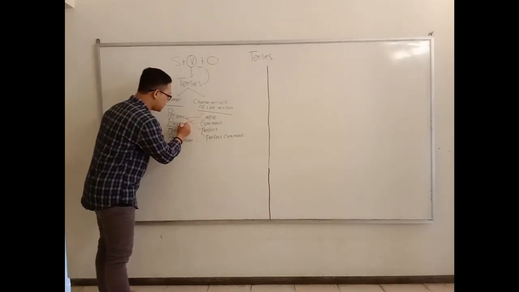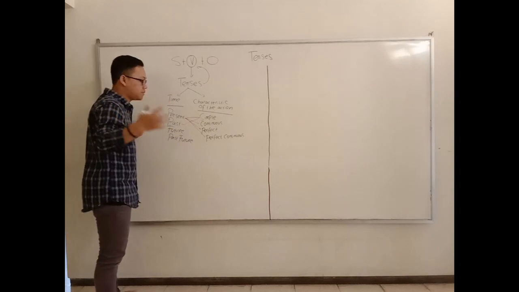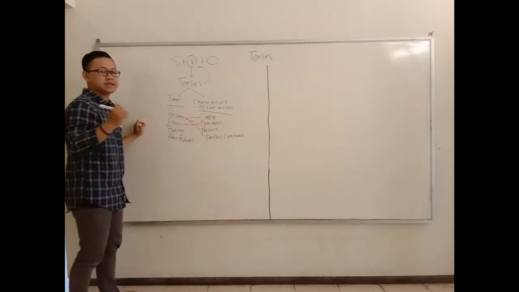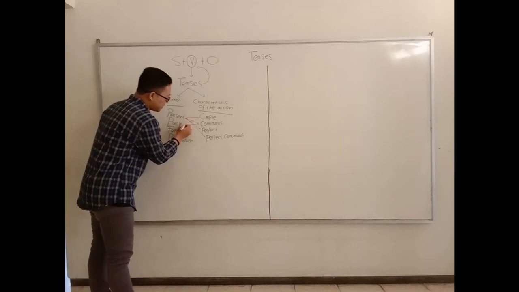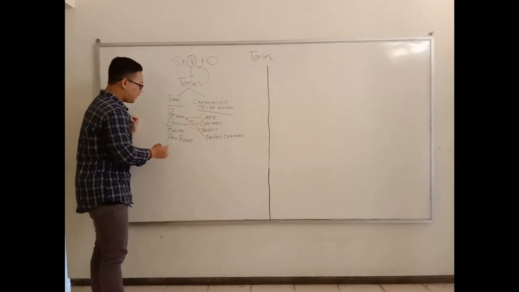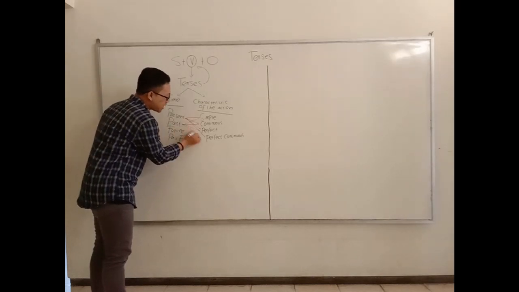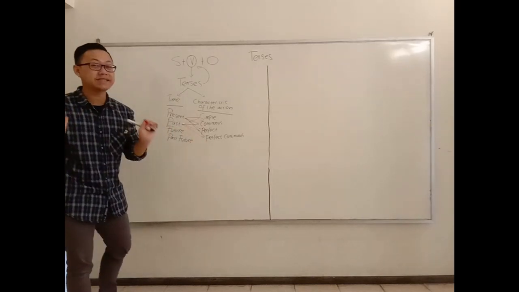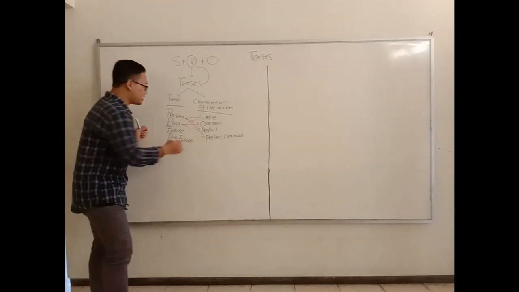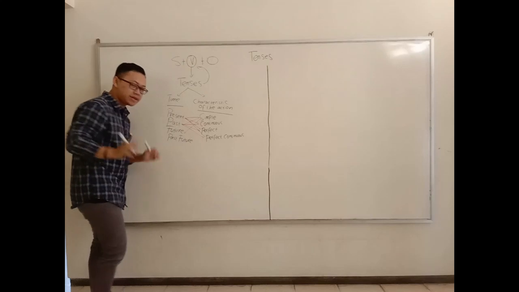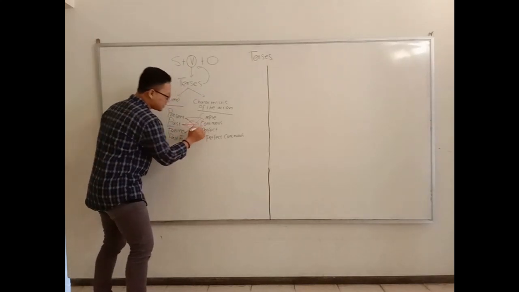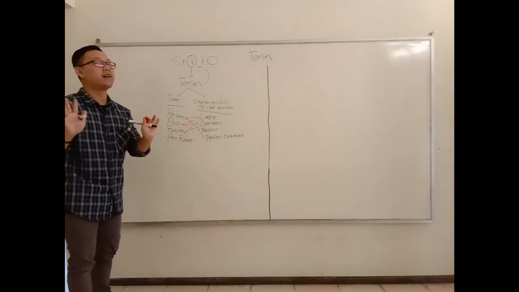Number 5 is simple past. Number 6 is past continuous. Number 7 is past perfect. Okay. Number 8 is past perfect continuous. And then number 9 is simple future. Number 10 is future continuous.